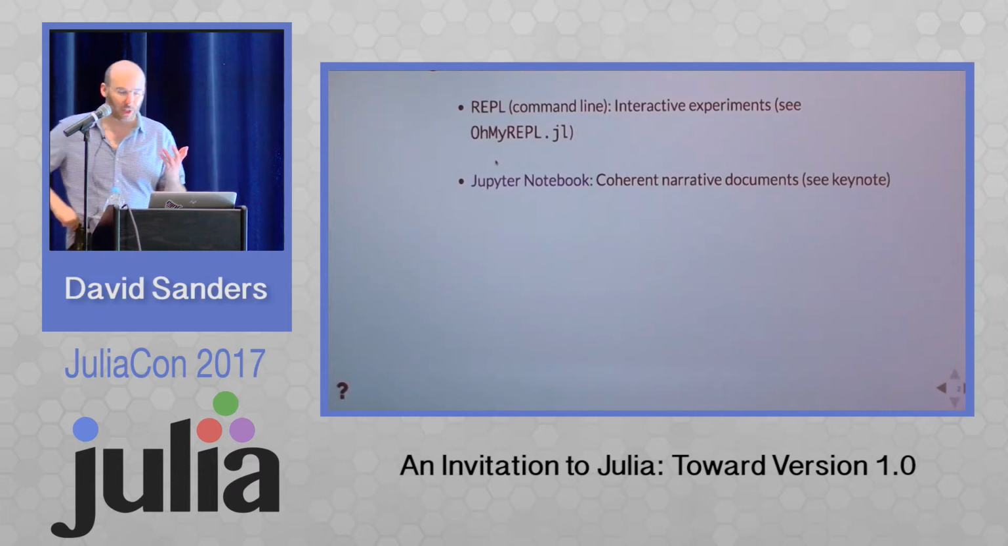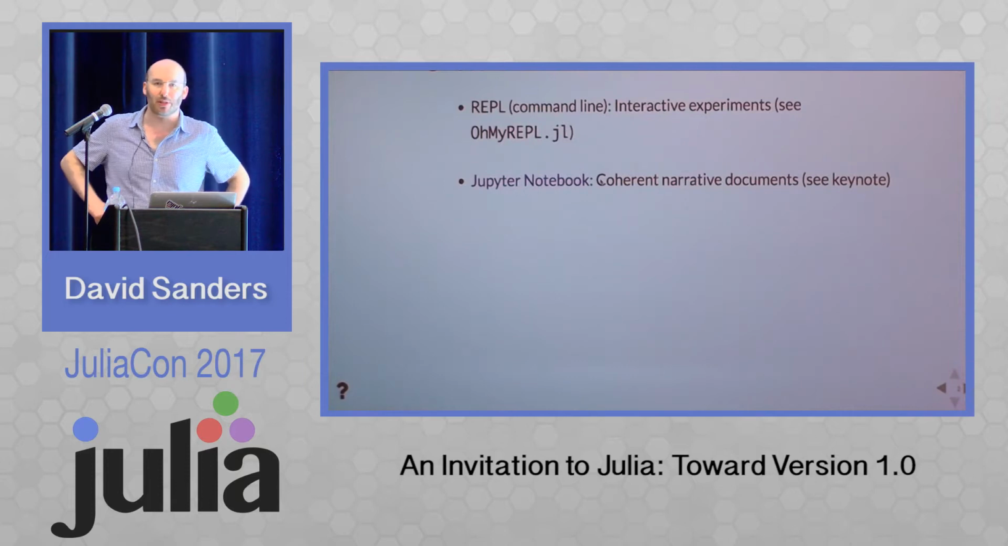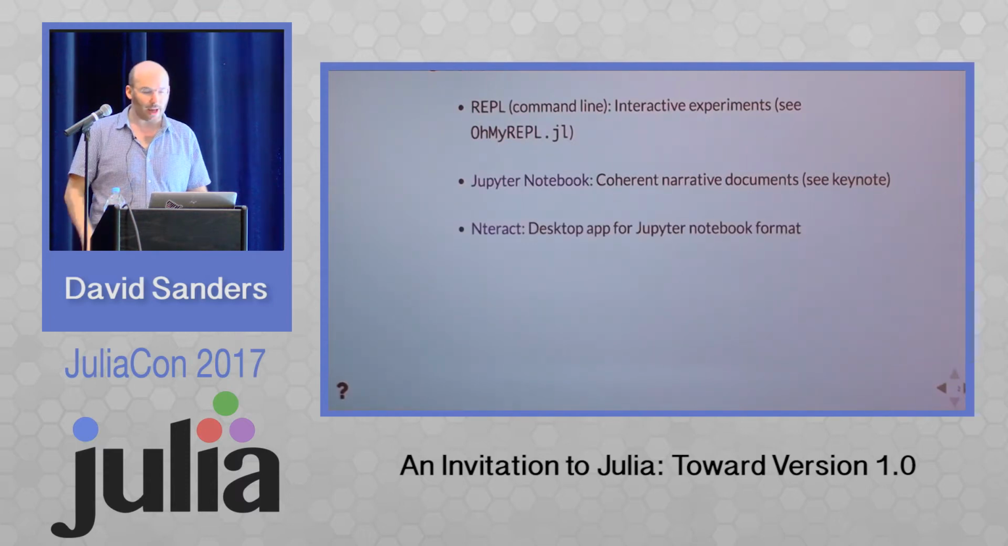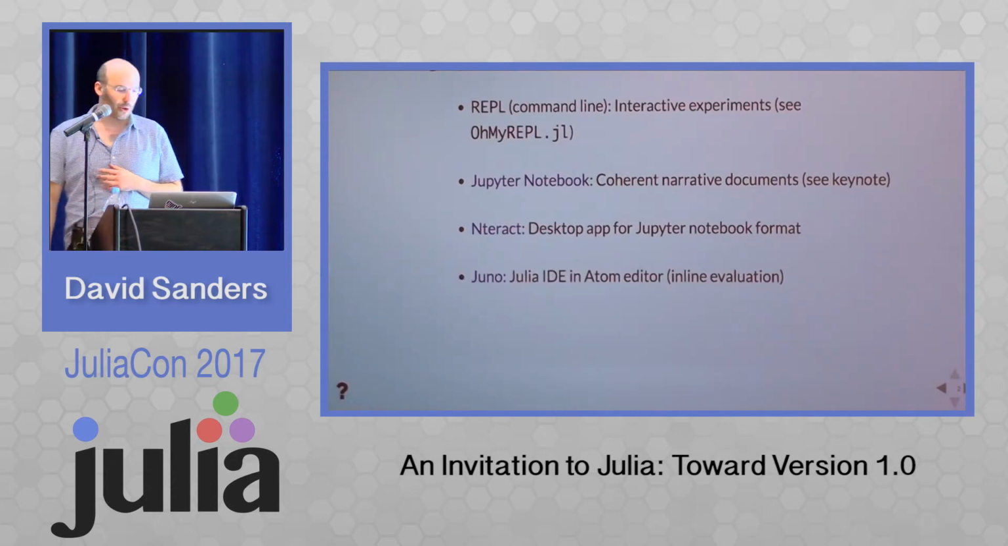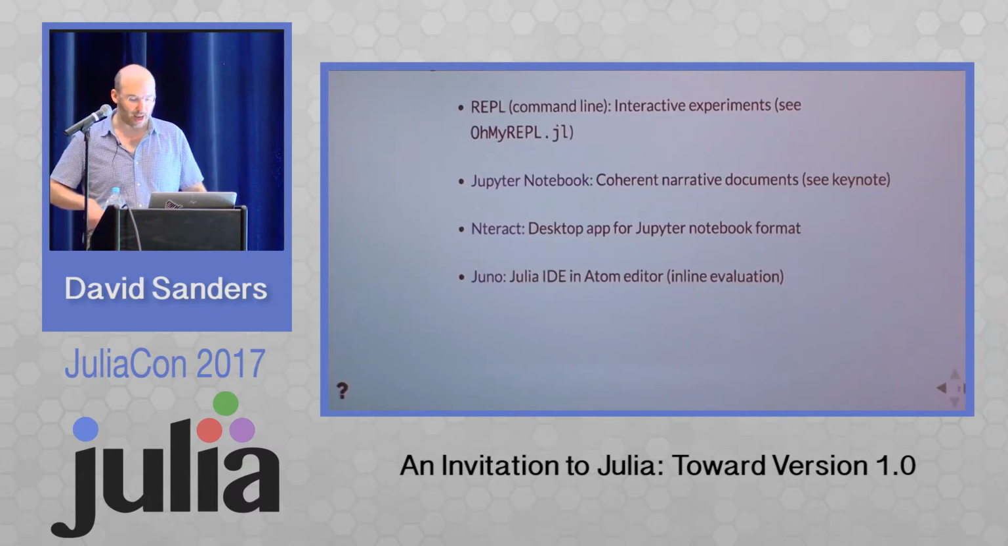We can use the Jupyter Notebook, which is what I'll be using, which enables me to make coherent narrative documents that include equations, figures, code, all in the same place. And Fernando Perez's keynote will be about that. There's a desktop app for using Jupyter Notebooks called Interact, without the I. And that's pretty neat. Then one of the main efforts in the Julia community has gone into Juno, which is a Julia Integrated Development Environment, or IDE, which is written based on, or sort of inside, the Atom editor.